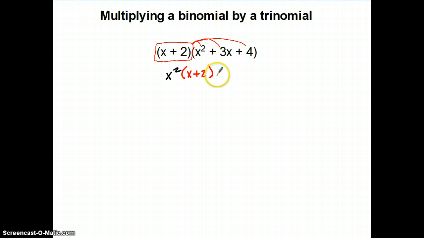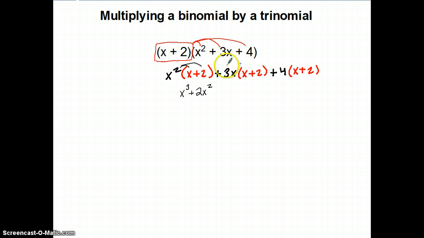plus 3x from my parentheses on the right, times the x plus 2 that I'm distributing, and plus 4 from the right, times the x plus 2 that I'm distributing. From here, I'm going to distribute my x squared. X squared times x gives me x to the third, and x squared times 2 gives me a positive 2x squared.